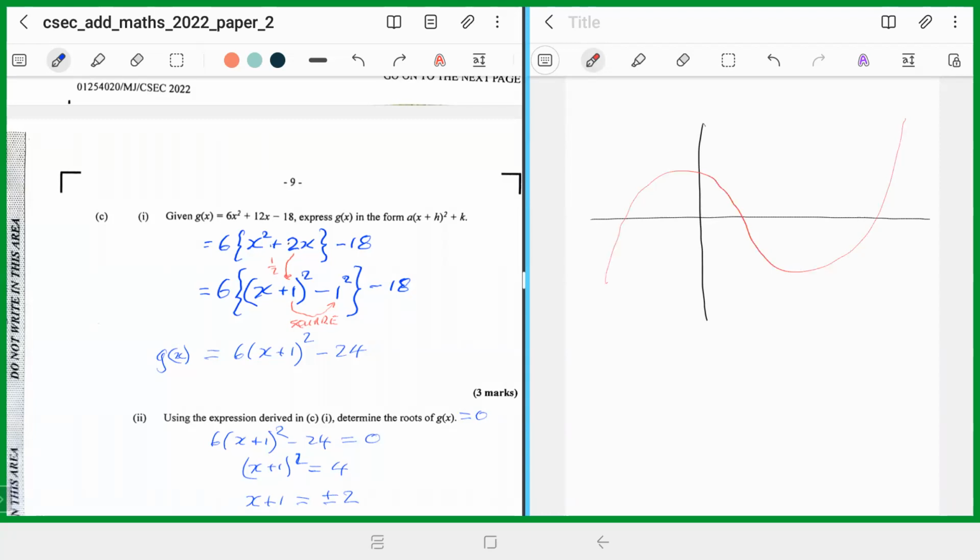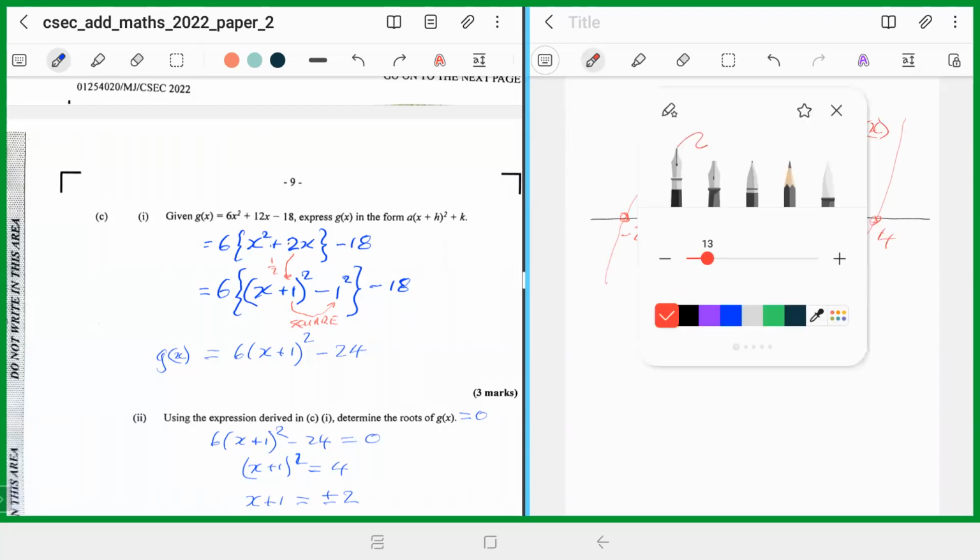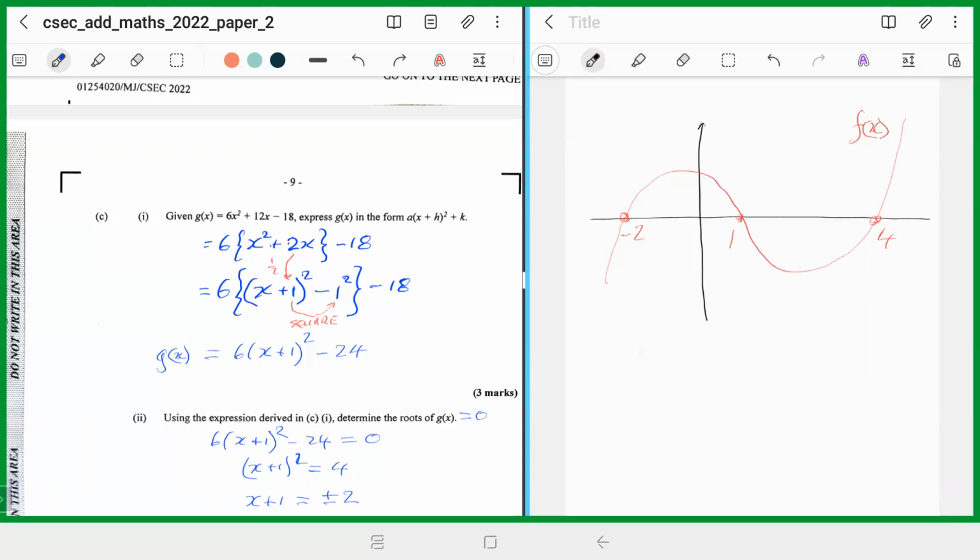Might have a cubic function going like that. And let's say these are the rules. I'm just putting in some rules. Let's say this is -2. Let's say this is 1. And let's say this is 3 or 4. And this is a function f of x. This is the y-axis. And this is the x-axis.